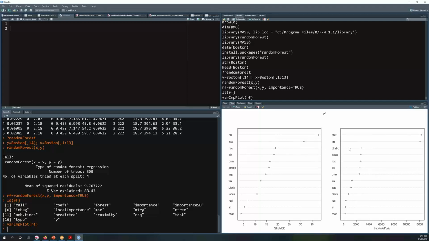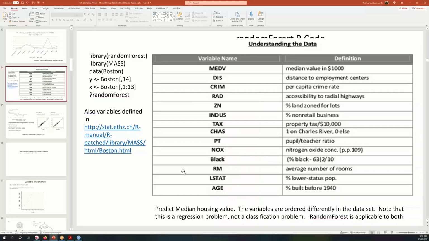There is some difference between the two plots, you can see. I would say use this one, percent increase in MSE, to explain your model. That gives an idea about variable importance, which is very important for interpreting the model, but it is not all the kinds of interpretation you usually have in linear regression.